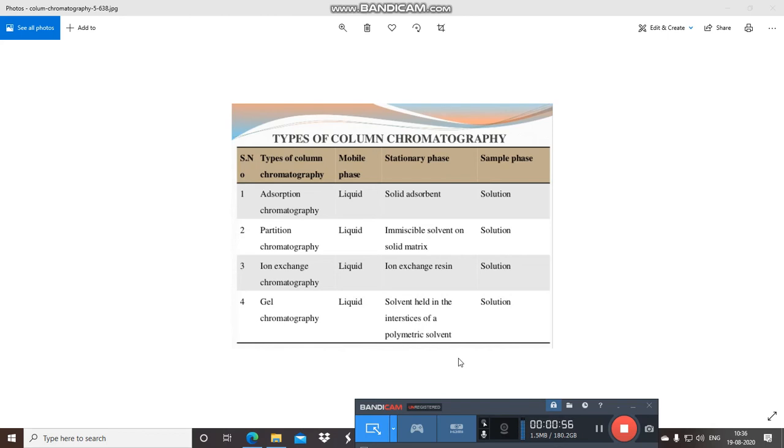You might also find different classifications or different types of column chromatography in different books. You can also write those down, but I found this useful. So let's start. The types of column chromatography: first is adsorption, second is partition, then ion exchange and gel chromatography.